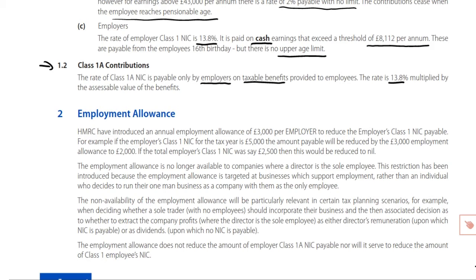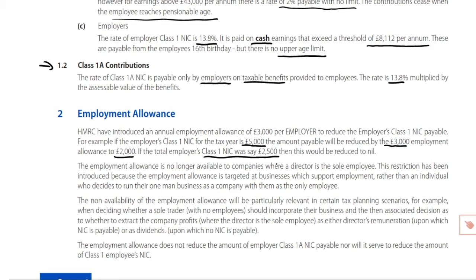If the employer's Class 1 NIC for the tax year is £5,000, we simply reduce it by £3,000 and will therefore pay £2,000. Now, it is a reduction. It can only reduce the employer's Class 1 NIC to zero. So if the total NIC was £2,500, it's just nil, therefore that would be paid.